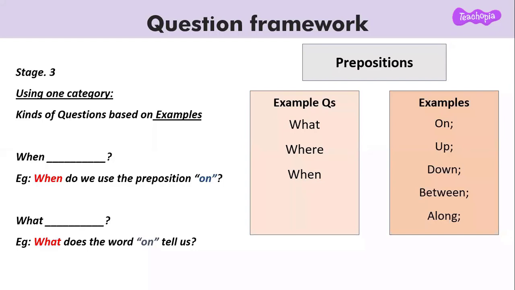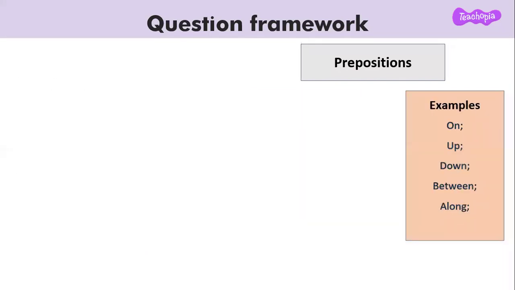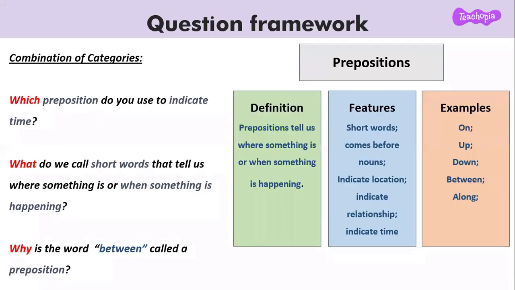But not always do we build questions based on only one category. Sometimes we need to frame questions based on more than one vocabulary category. How do we do that? It's just simple. It's a combination of these categories. So, if again given a topic like prepositions, we can come up with questions that are based on more than one category. So, they have to be a combination. They can be questions based on definition and features, or features and examples, or definition and examples. How do we do that?